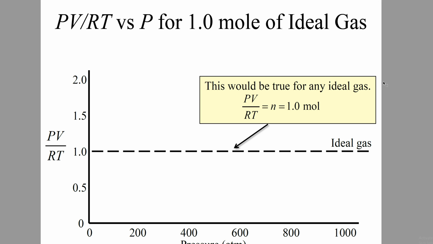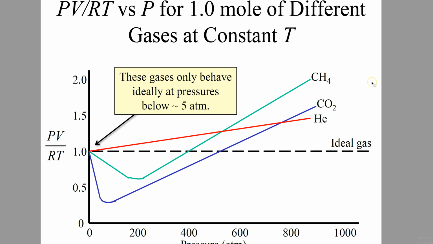Now here's an example of PV over nRT versus pressure for 1 mole of an ideal gas. For an ideal gas, n equals 1 mole, so the ratio of PV over RT should look like a flat line. However, if we change it a little, you definitely get a change as you increase the pressure. For example, CH4 begins to deviate as you increase the pressure. The same thing happens with carbon dioxide and with helium.